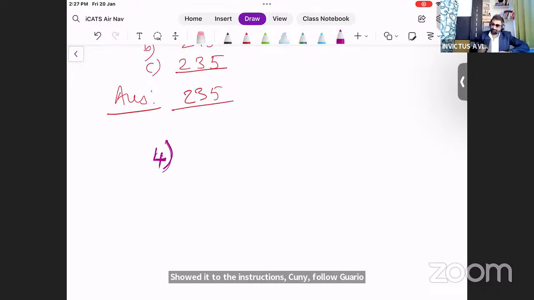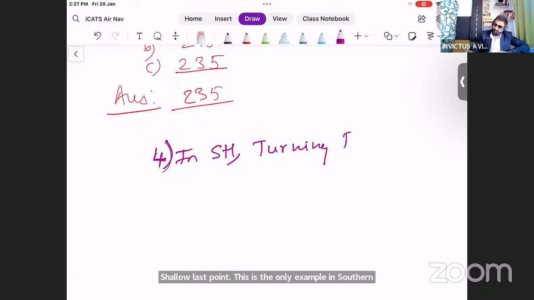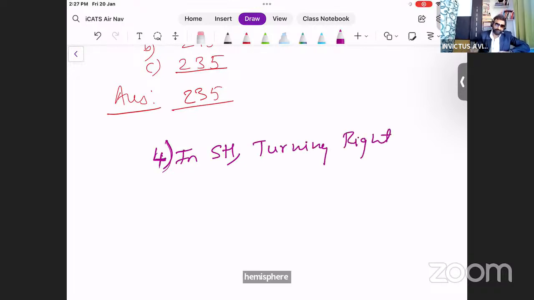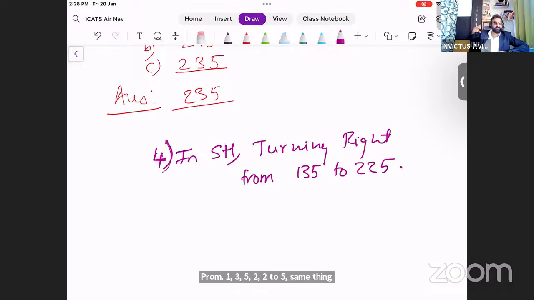चलो लास्ट पॉइंट। This is the only example in southern hemisphere. Turning right from 135 to 225. सेम सिचुएशन है, बस हमारी एयरक्राफ्ट सदर्न हेमिस्फेयर में आ गई। अब हमारी प्रेजेंट हेडिंग 135 ओनली, but our aircraft is in Australia right now, we could say southern hemisphere.